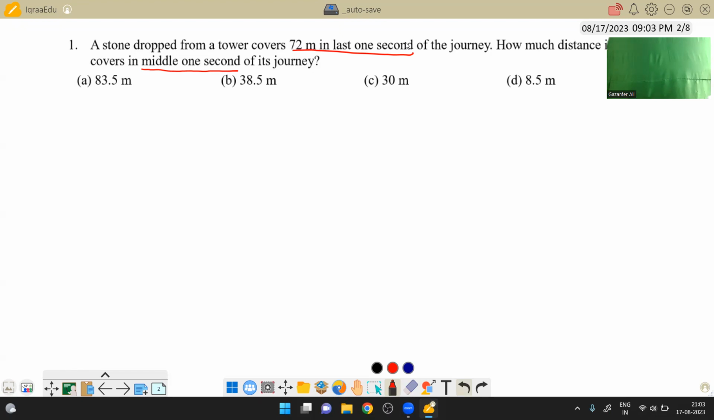Try this. 2 minutes. You can take g is equal to 10 meter per second square. You can take g as 10 meter per second square.